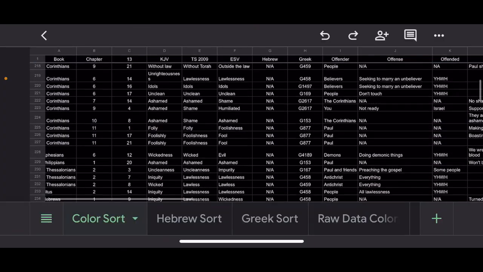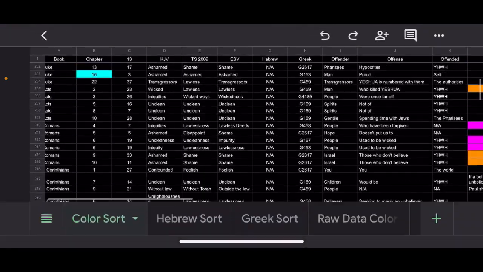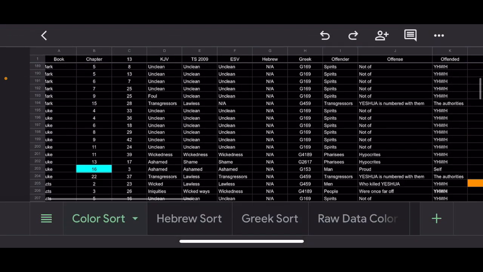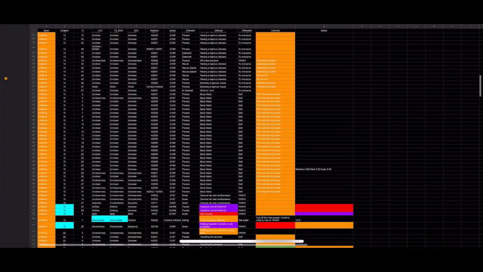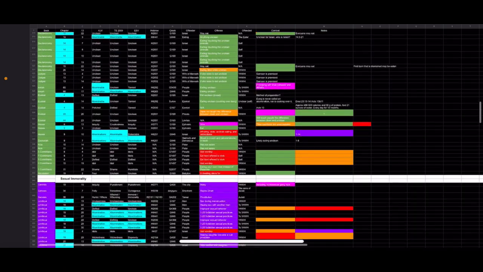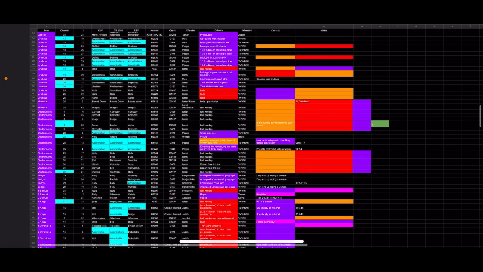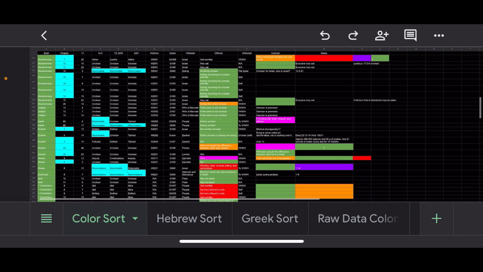This format of color coding is the same on all four of these sheets. The color sort just makes life a little bit easier when we want to know, okay, are we talking about improper worship here? Are we talking about something having to do with diet here? Are we talking about something having to do with sexual immorality? And like I said, a lot of these are going to have some level of crossover between each different category. So that is something we'd like to track.